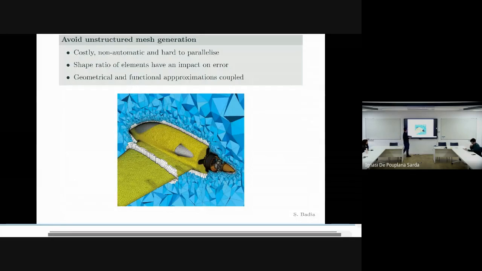For instance, when you want to create a mesh that describes a given geometry, then that mesh is going to have an effect on the numerical result that you're going to get, for instance, through the shape ratio of the elements, right?